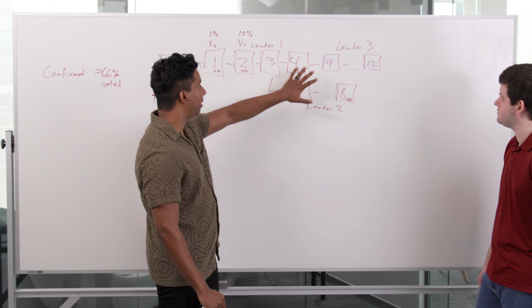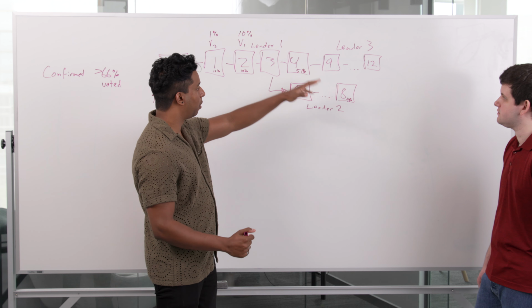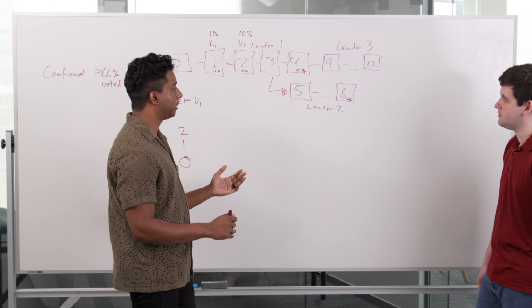His choices are to build off of some leaf, so like either 4 or 8, because those are the deepest blocks that he's replayed.